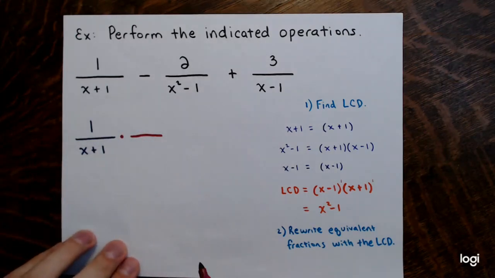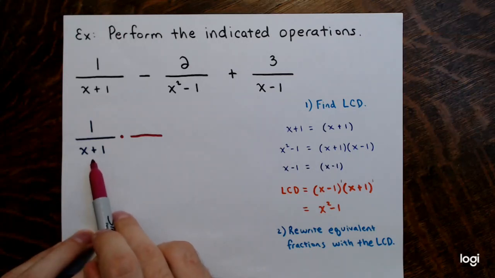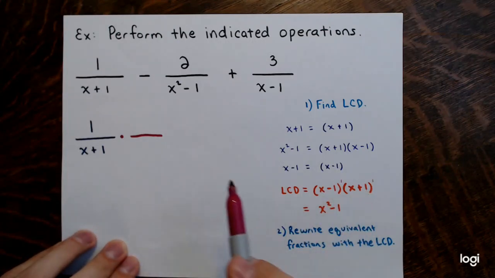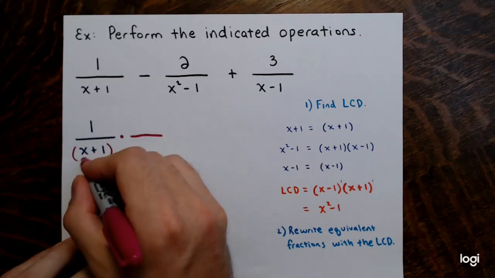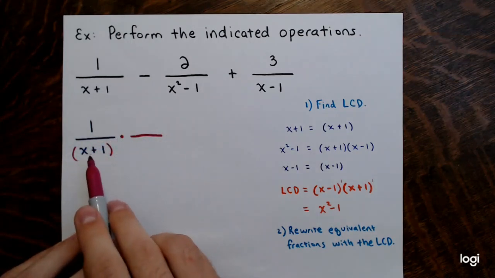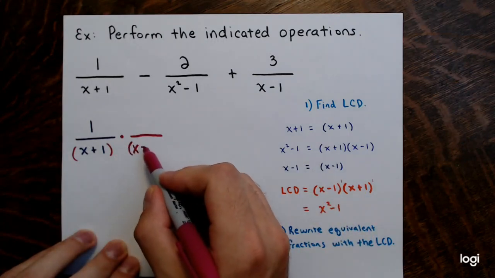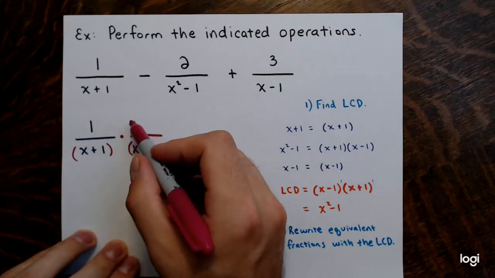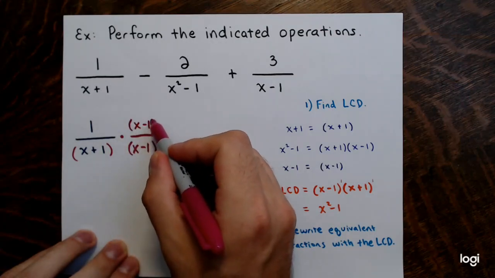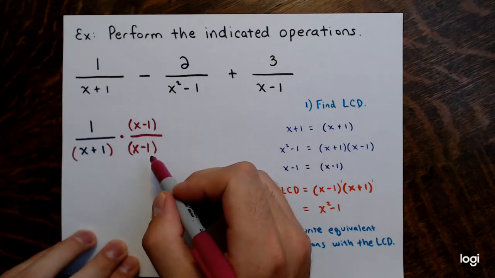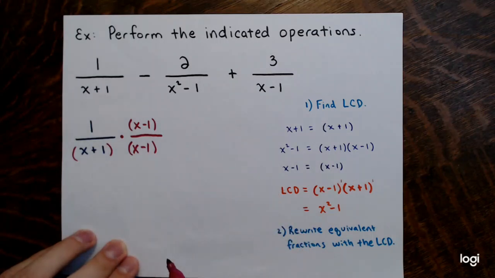So if you look at x plus 1, my denominator is totally factored. What do I need to multiply it by to make it look like the LCD? Well, it's got this factor of x plus 1, and it's got multiple terms, so I'll put it in parentheses. It's missing the factor of the quantity x minus 1, and same thing for the numerator. So that way, again, it's like I'm multiplying by 1. x minus 1 divided by x minus 1 is 1, as long as x is not 1, right? You can't divide by 0.